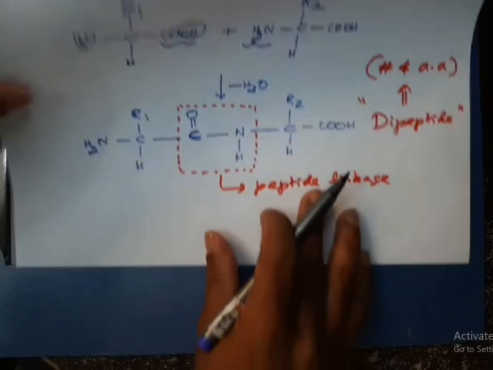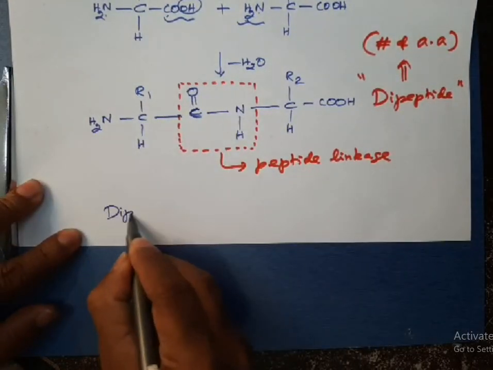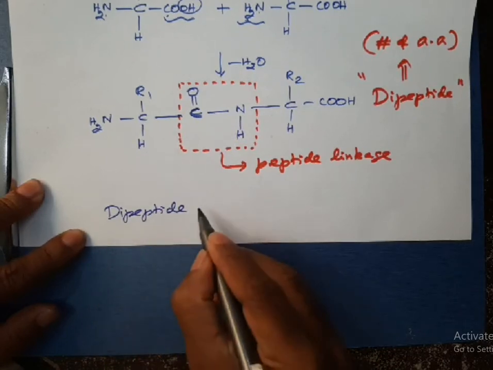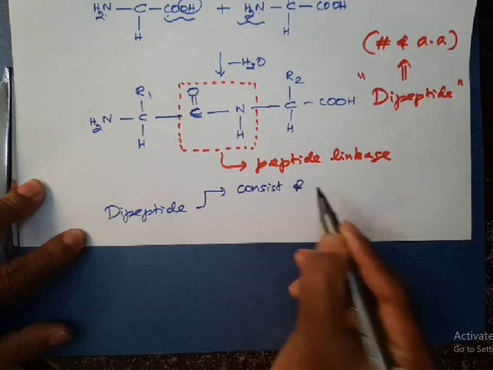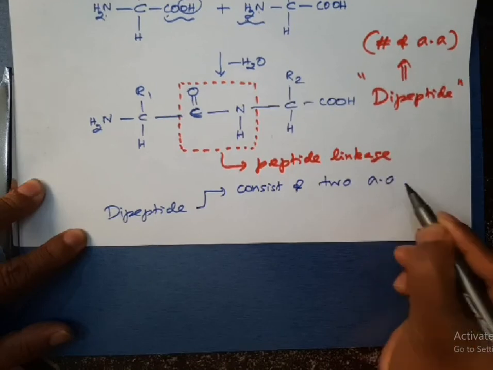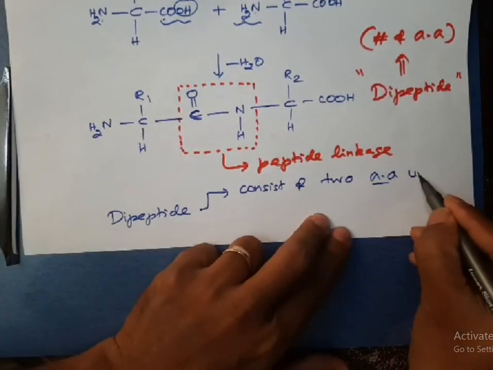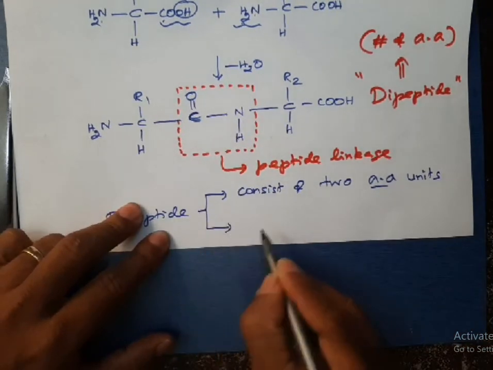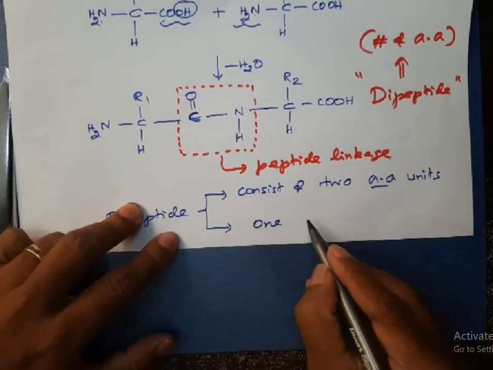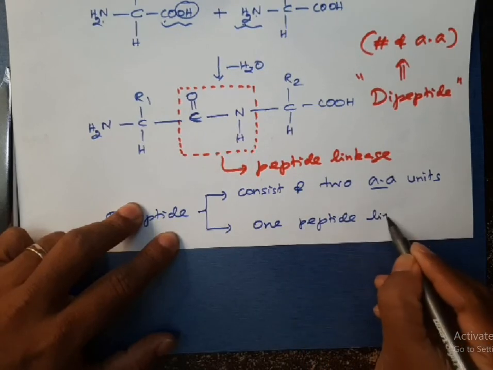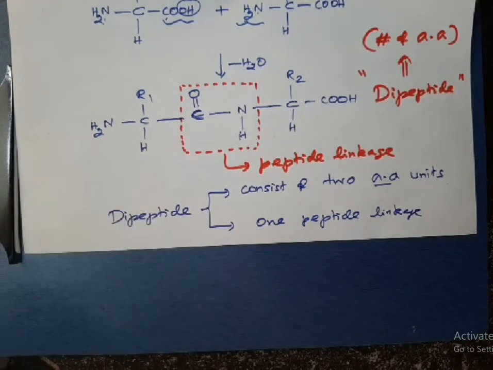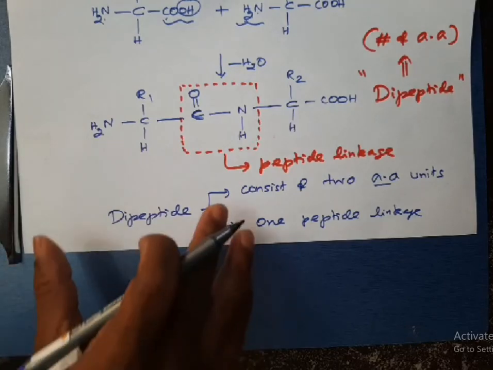So what I am trying to say here is, dipeptide, what's the meaning? It consists of two amino acid units and one peptide linkage. That's a dipeptide. Okay. If you take a tripeptide, let me write on the next page.